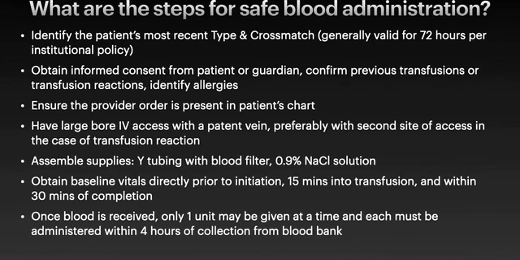Next, you should obtain baseline vitals directly prior to the initiation of your transfusion. You should obtain another set of vitals 15 minutes into your transfusion and then within 30 minutes of completion of your blood transfusion. Once the blood is received, only one unit may be given at a time, and each unit must be administered within 4 hours of collection from the blood bank.